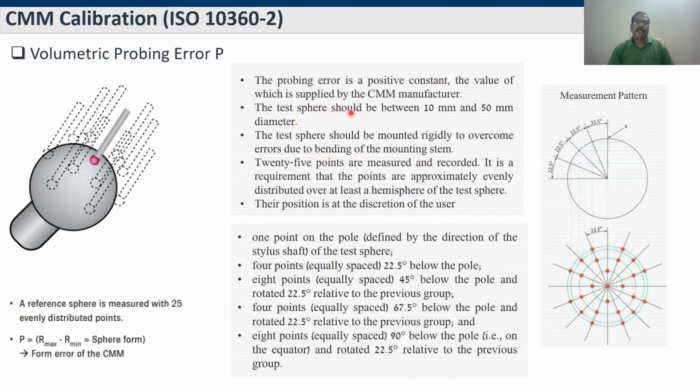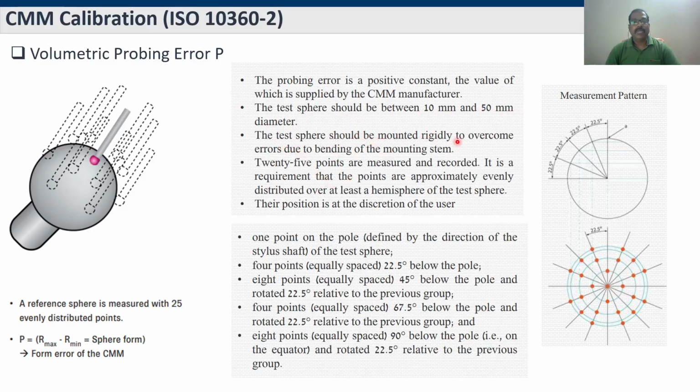Yes, the test sphere should be between 10 millimeter to 50 millimeter diameter. In order to test volumetric probing error, you should not use the sphere which is given by the original equipment manufacturer. Remember, you should not use the sphere which comes with the CMM machine for testing the volumetric probing error. You have to use some other one. That test sphere should be between 10 millimeter to 50 millimeter. Remember, this may be one of the candidates for MCQ.